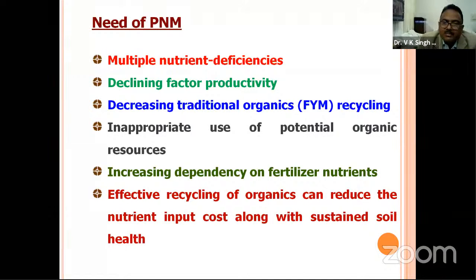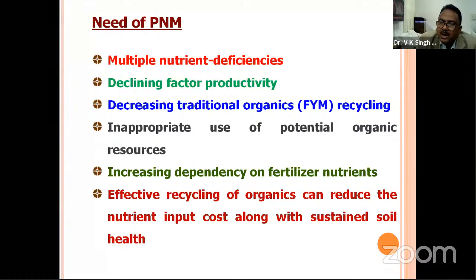The reason being we have stopped recycling our organics. Earlier, the approach was recycling of farm manure, growing legumes in the system, and green manuring during summer. Those approaches we have just forgotten, and that's why these kinds of multiple nutrient deficiencies are coming.